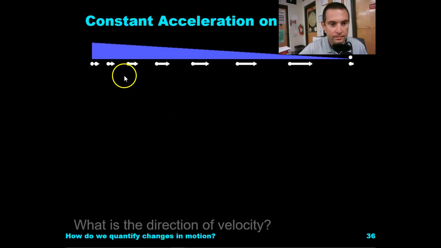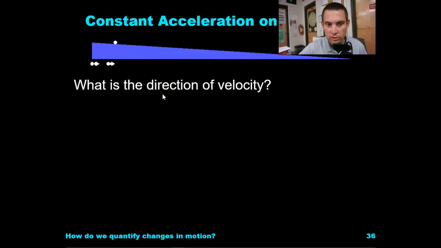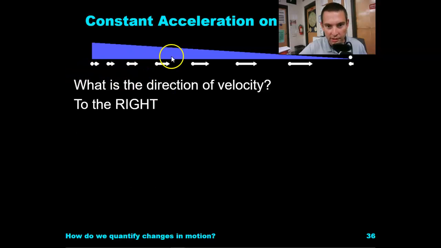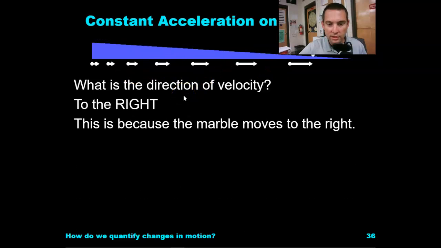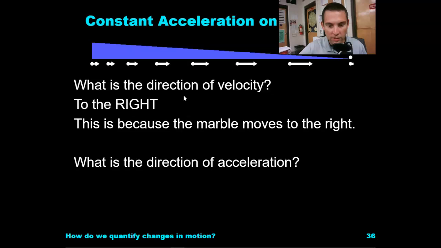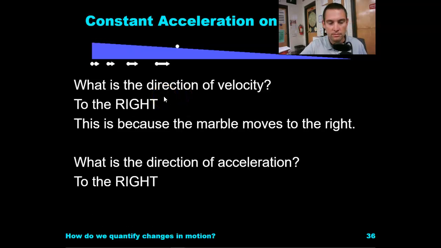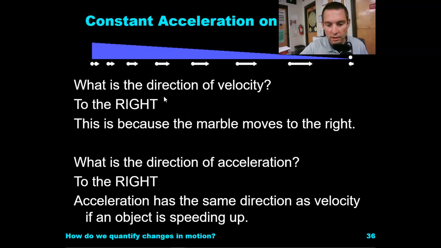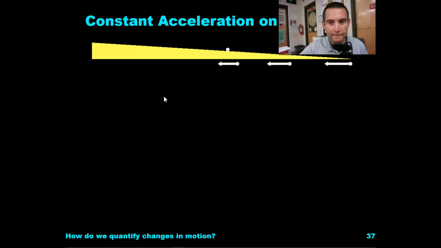Get it? What's the direction? To the right. Notice the velocity getting bigger to the right. That's because the marble is moving to the right. What's the direction of acceleration? Are we speeding up? Yes, those velocity arrows are getting bigger, so our acceleration must be in the same direction. To the right. Acceleration has the same direction as velocity if the object is speeding up.